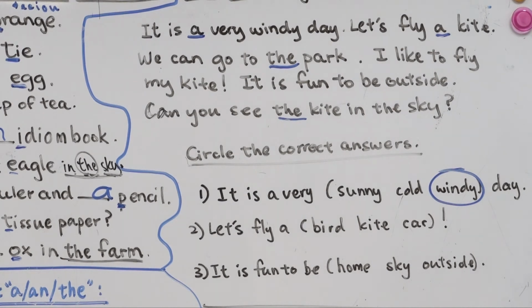Now, I'll give you around 1 minute and 30 seconds. Now, while I give you the time to do that, I'll read out the questions. If you can't read them, you can try to listen carefully. Number 2. Let's fly a bird, kite, car.